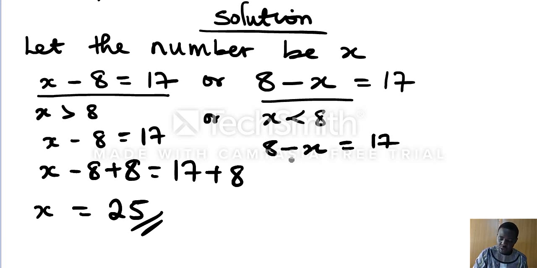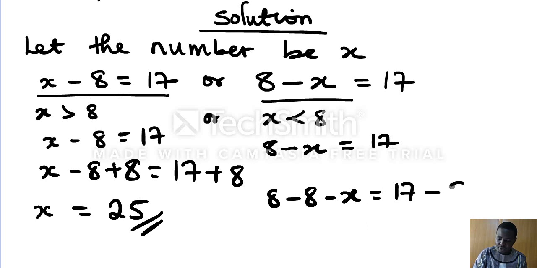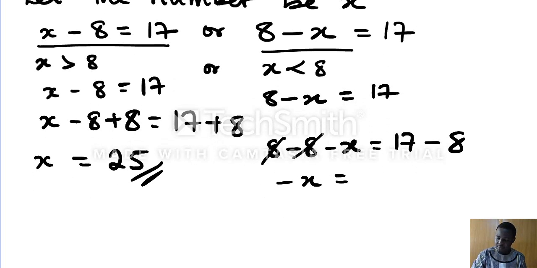So I'm going to subtract 8 from both sides, because I want to make x the subject of the formula. So this becomes 8 minus 8 is 0, leaving us with minus x being equal to 17 minus 8, which is 9. So minus x is equal to 9.